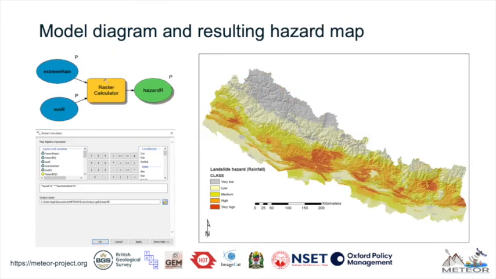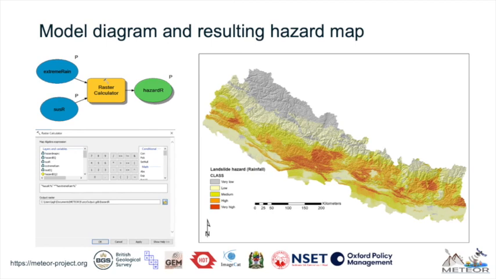The model for landslide hazard assessment takes into account 2 input parameters, the susceptibility map and the extreme rainfall data, and these are multiplied as indicated in the raster calculator box on the left-hand side. The resulting hazard map for rainfall-induced landslides is depicted in the adjacent figure.